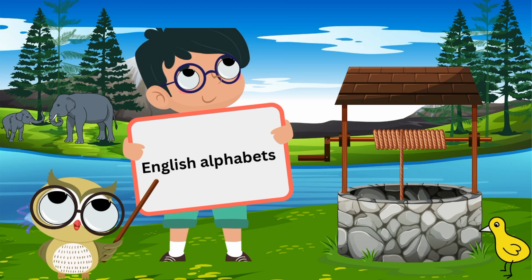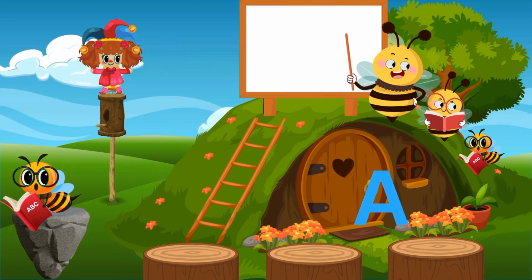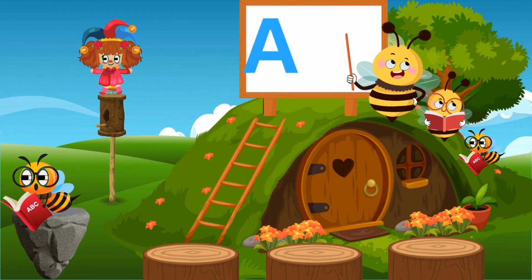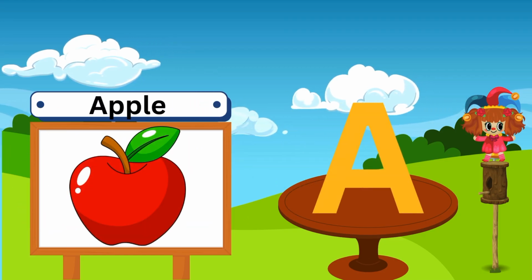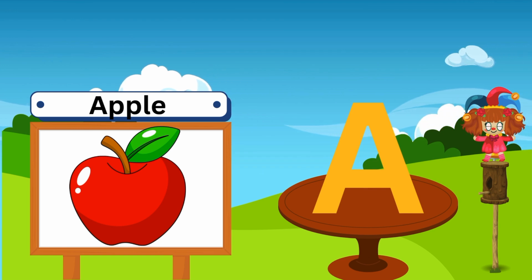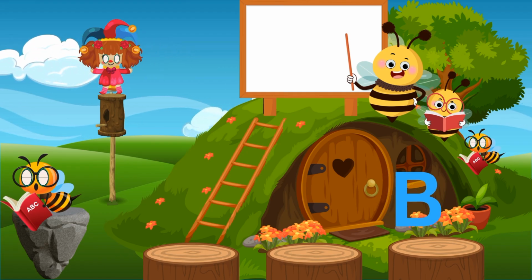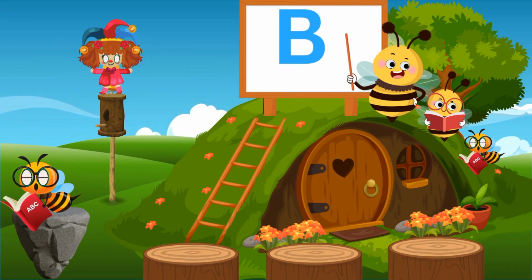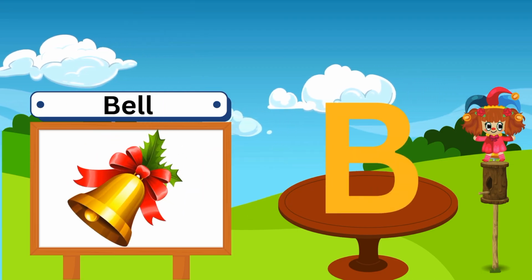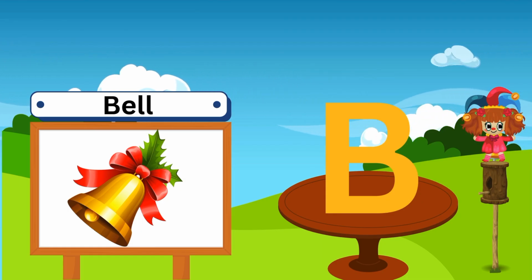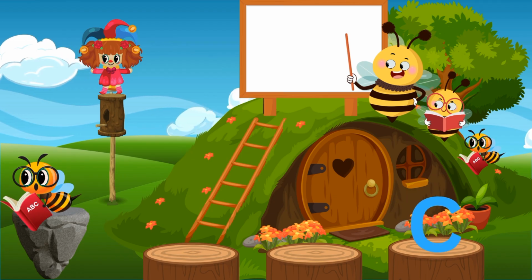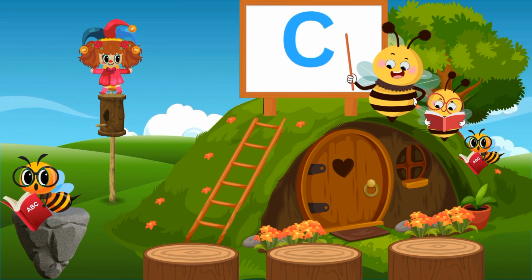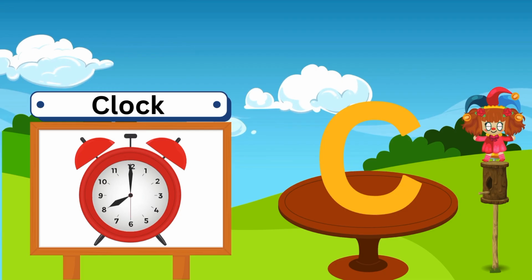English alphabets. A. A for apple. B. B for bell. C. C for clock.